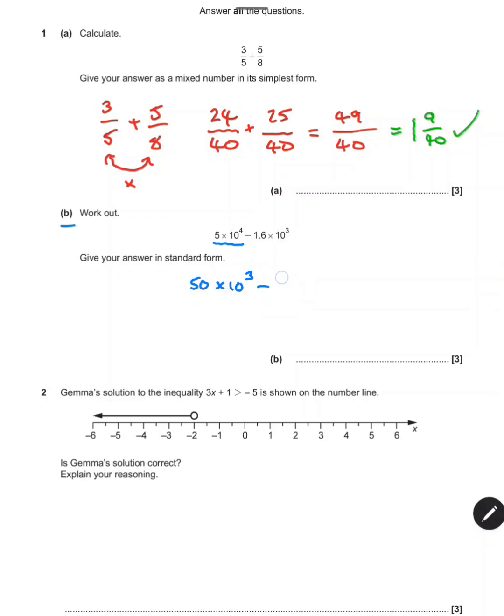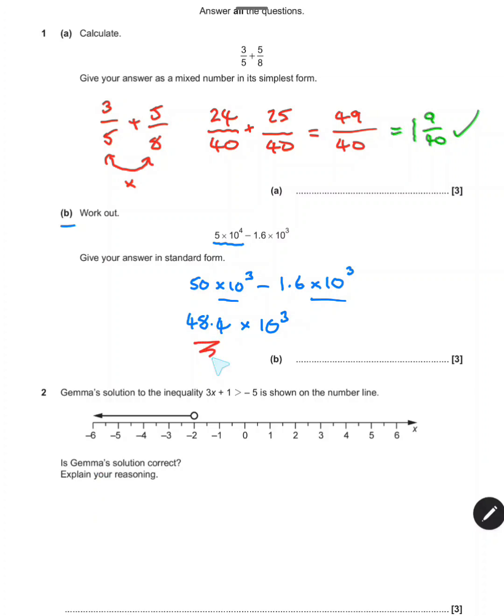I'm then going to subtract 1.6 times 10 to the 3. When I've got matching powers of 10, I can just do 50 take away 1.6. So 50 take away 1.6 will be 48.4, and because I've got times 10 to the 3 and times 10 to the 3, my answer is times 10 to the 3. This is the correct answer to the calculation, but it's not in standard form.